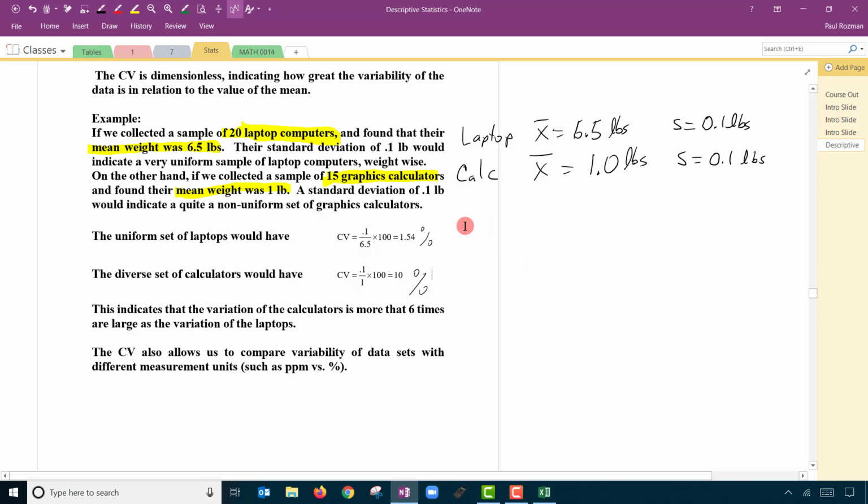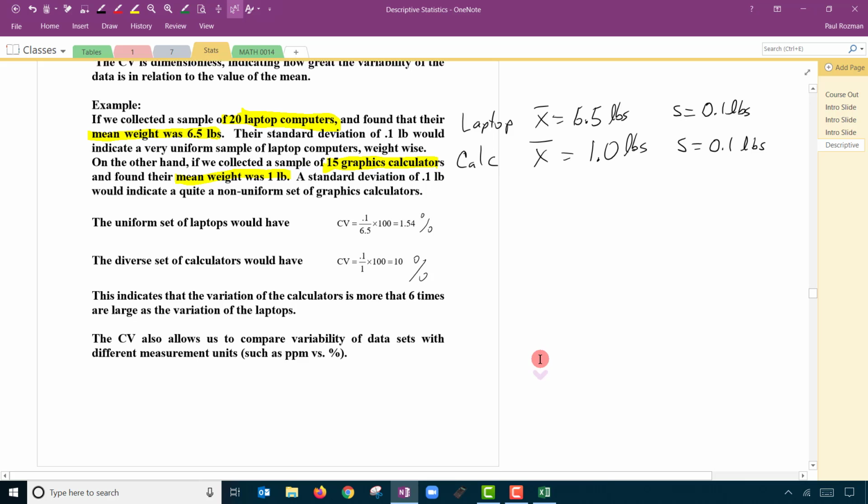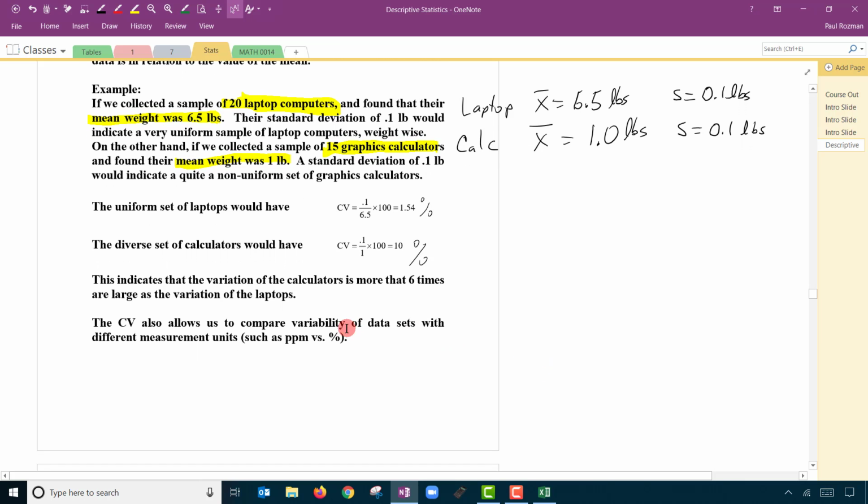which is surprising to me, as there's probably way more variation in laptops than there are in graphing calculators. So I probably made up this data. But anyway, that's kind of the gist of coefficient of variation. It's really nice for doing comparisons, particularly if your units don't match. Then it's great. In this case, this was kind of a boring example because you could tell.